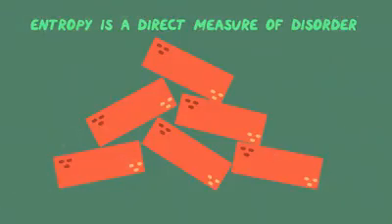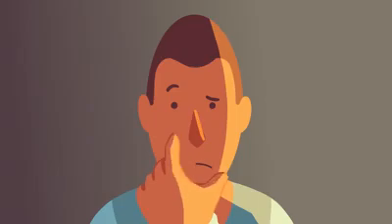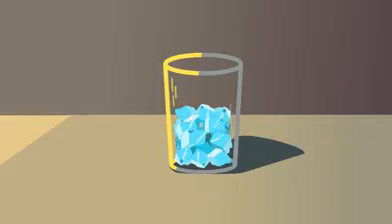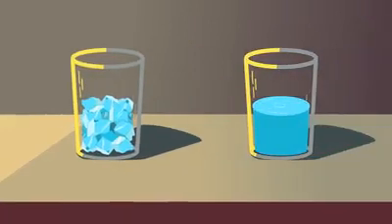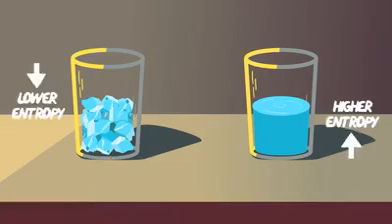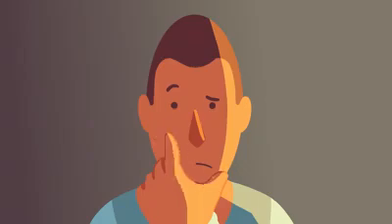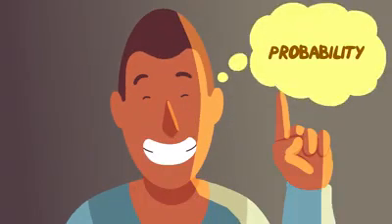Entropy is often described as a measurement of disorder. That's a convenient image, but it's unfortunately misleading. For example, which is more disordered, a cup of crushed ice or a glass of room temperature water? Most people would say the ice, but that actually has lower entropy. So here's another way of thinking about it, through probability.